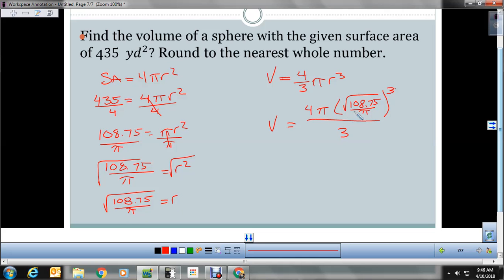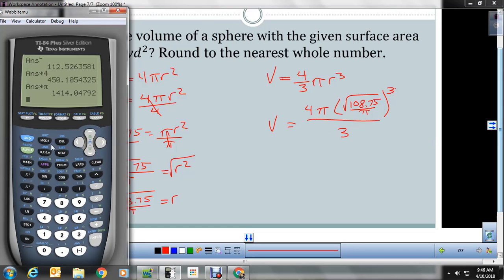So now we're going to go back and plug it in for our radius into our volume formula, and we're going to cube it, multiply it by 4 times pi, and then divide by 3. So let's start, and I want to kind of walk you through this again. So in this case, we're going to start with the square root. So regular square root button, square root of 108.75 divided by pi. So that is our radius. Now we're going to cube it. So we're going to raise this to the third power.